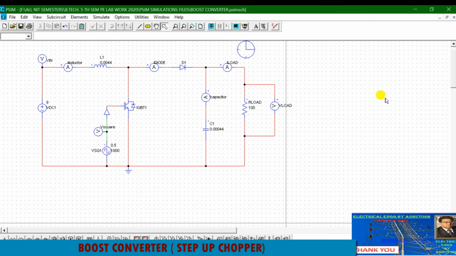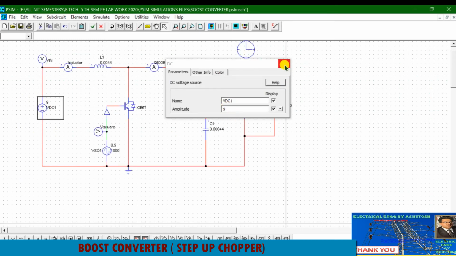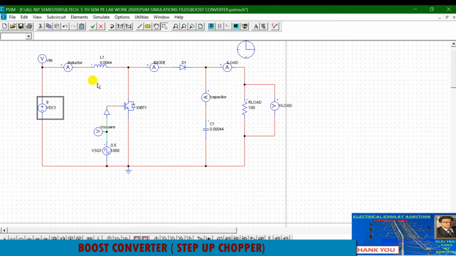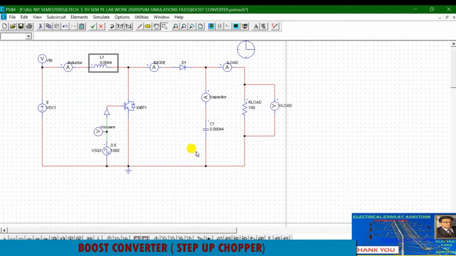So this is the PSIM simulation. Here you can see the waveform. I have selected a VDC of 9 volts. You can see here the inductor. This is an inductor of 0.0044 Henry, so it becomes 4.4 millihenry, and then this is the IGBT.